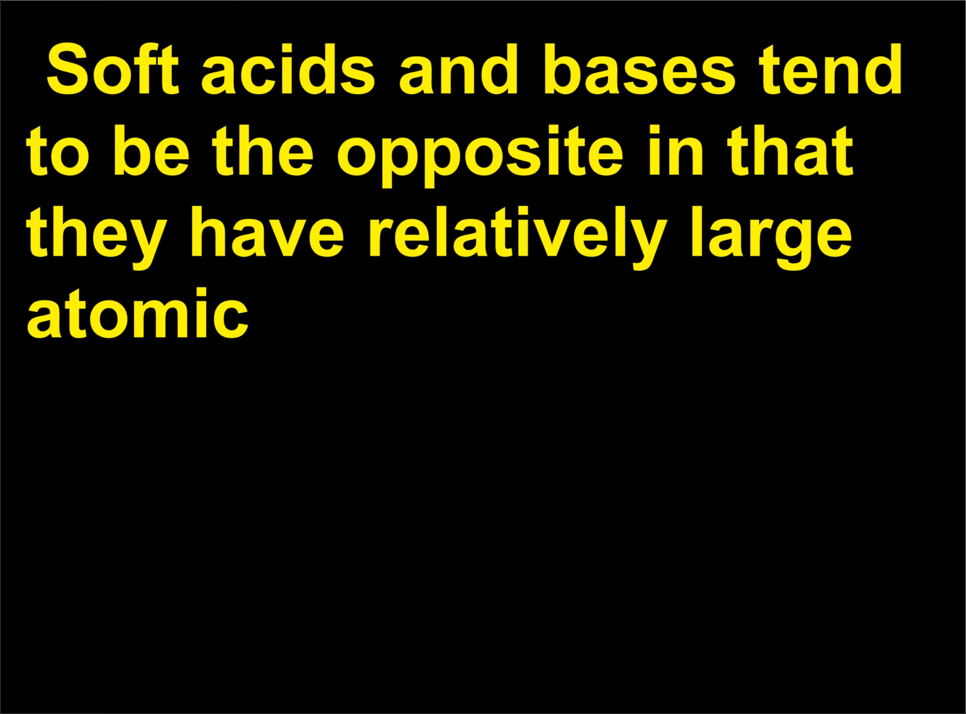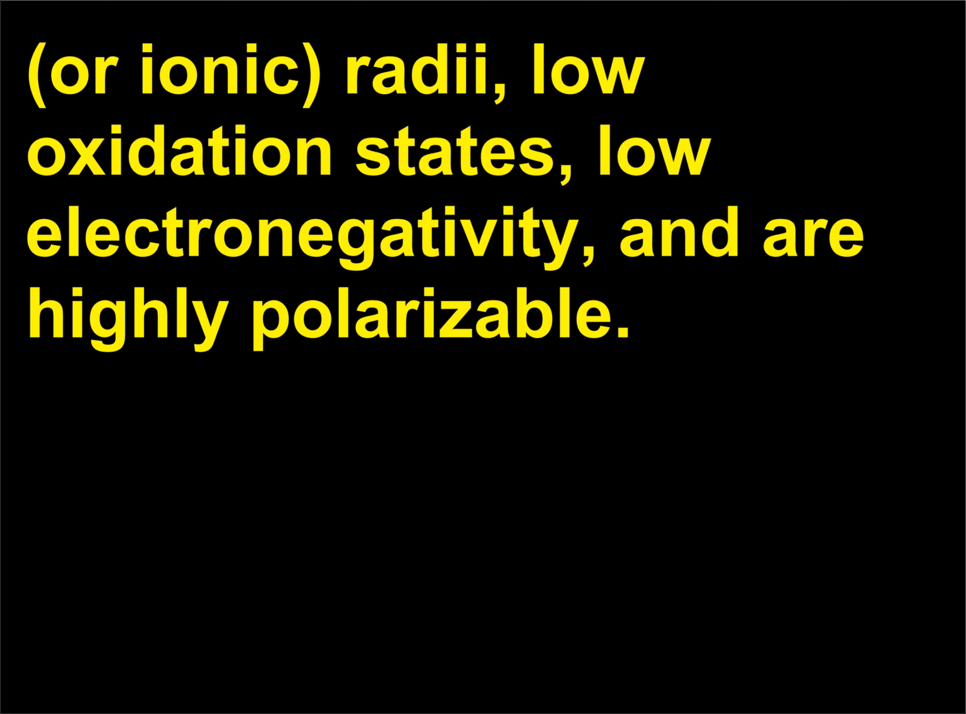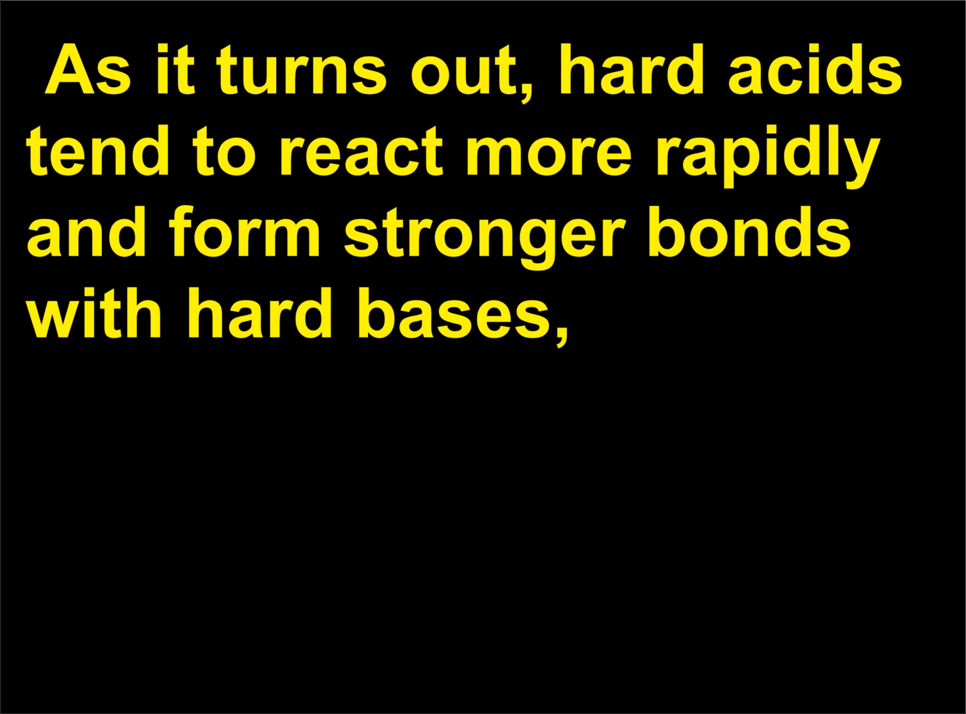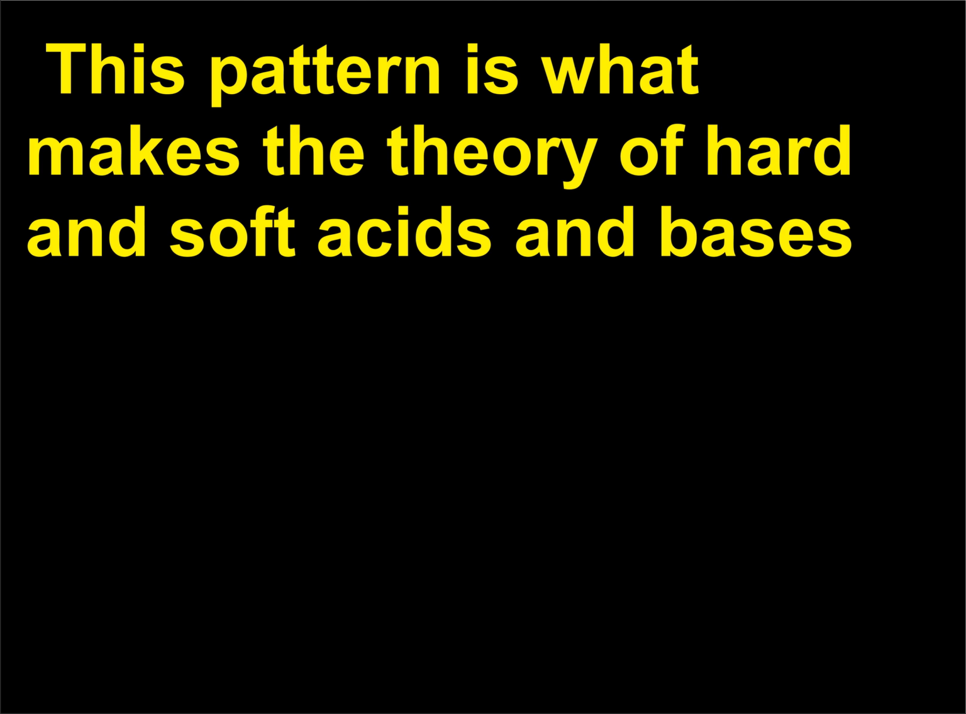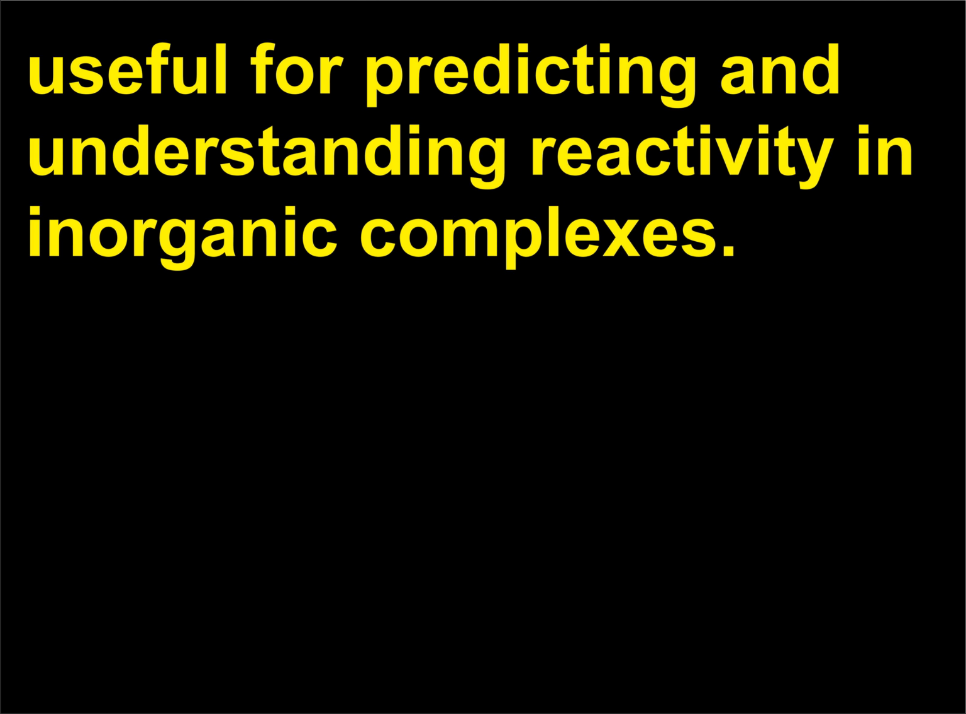Soft acids and bases tend to be the opposite in that they have relatively large atomic or ionic radii, low oxidation states, low electronegativity, and are highly polarizable. As it turns out, hard acids tend to react more rapidly and form stronger bonds with hard bases. And the same is true for soft acids paired with soft bases. This pattern is what makes the theory of hard and soft acids and bases useful for predicting and understanding reactivity in inorganic complexes.